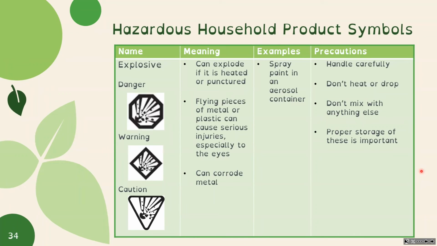Our third symbol is explosive. So we have an image of probably something that originally was circular and now is exploding out, is what our diagram looks like inside of our 3 different symbols. So the meaning is that it can explode if it is heated or punctured. Flying pieces of metal or plastic can cause serious injuries, especially to the eyes. So if whatever substance is inside the container explodes, then there are going to be projectiles from the container that it exploded.